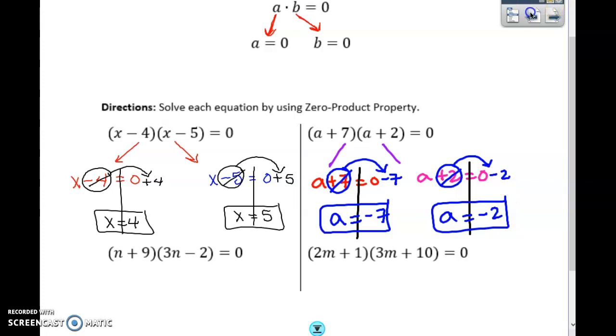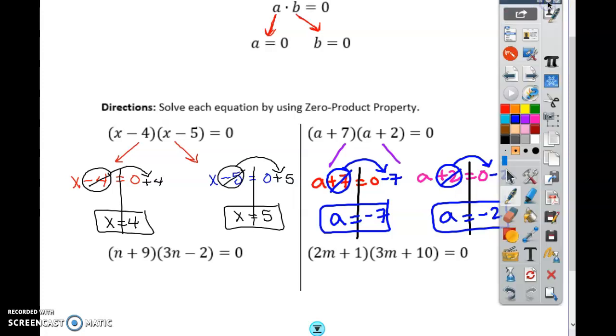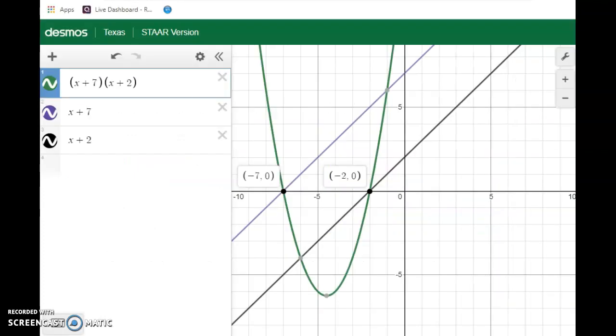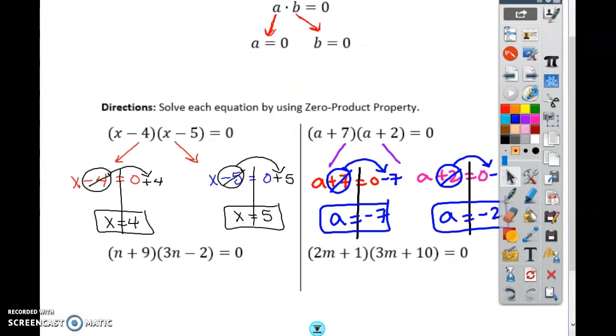And then we check it in Desmos. You can check it in Desmos by typing the equation x plus 7, x plus 2. And then type x plus 7 first, then x plus 2, and see where they go. Those are my zeros. Those are your answers. Negative 7 was one of our answers. Negative 2 was the other answer. Okay, so you can do it by hand and you can do it in the calculator. Let's do the next one.